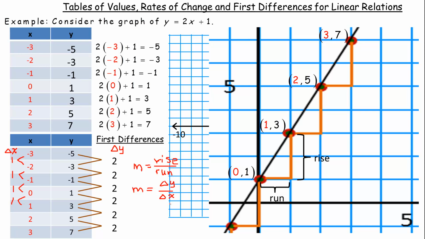So that's just some connections between the tables of values and the first differences. If the first differences are the same, then you always get a nice straight line like this. When the first differences aren't all the same, it's never going to be a straight line. It'll start being some kind of curve. And that's the end of the tutorial.